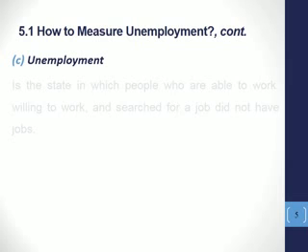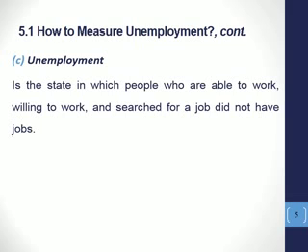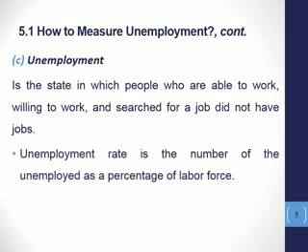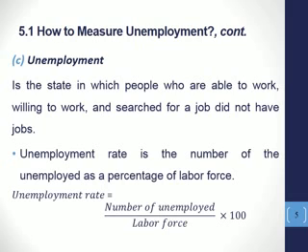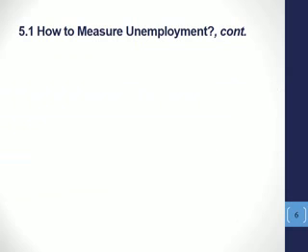So we can say that unemployment is what? Unemployment is the state in which people who are able to work, willing to work, and search for a job did not have jobs. In this way, the unemployment rate is the number of the unemployed as a percentage of the labor force. So here we have the formula. Unemployment rate equals number of unemployed divided by labor force times 100 to get the percentage of unemployed.